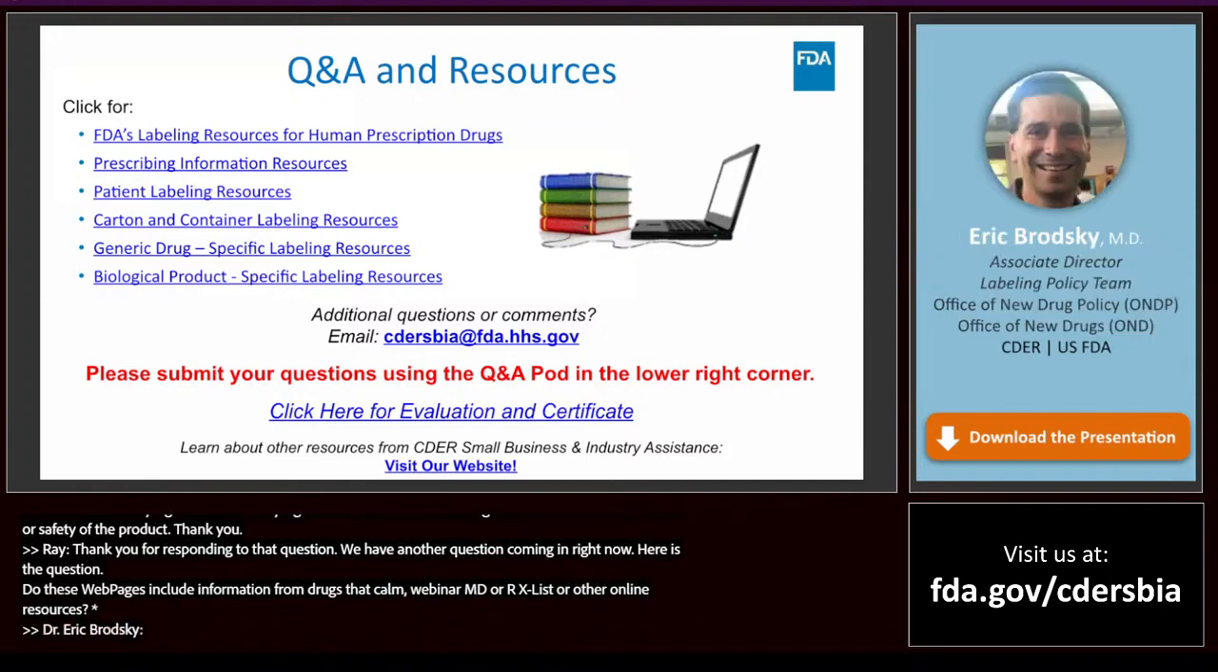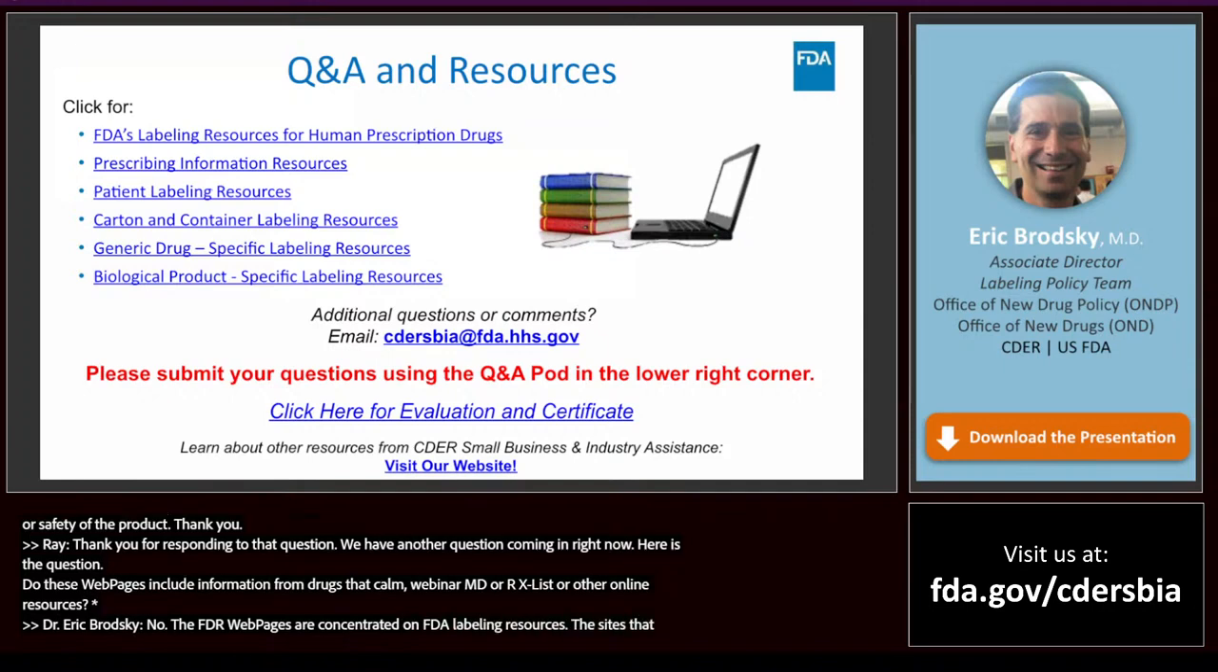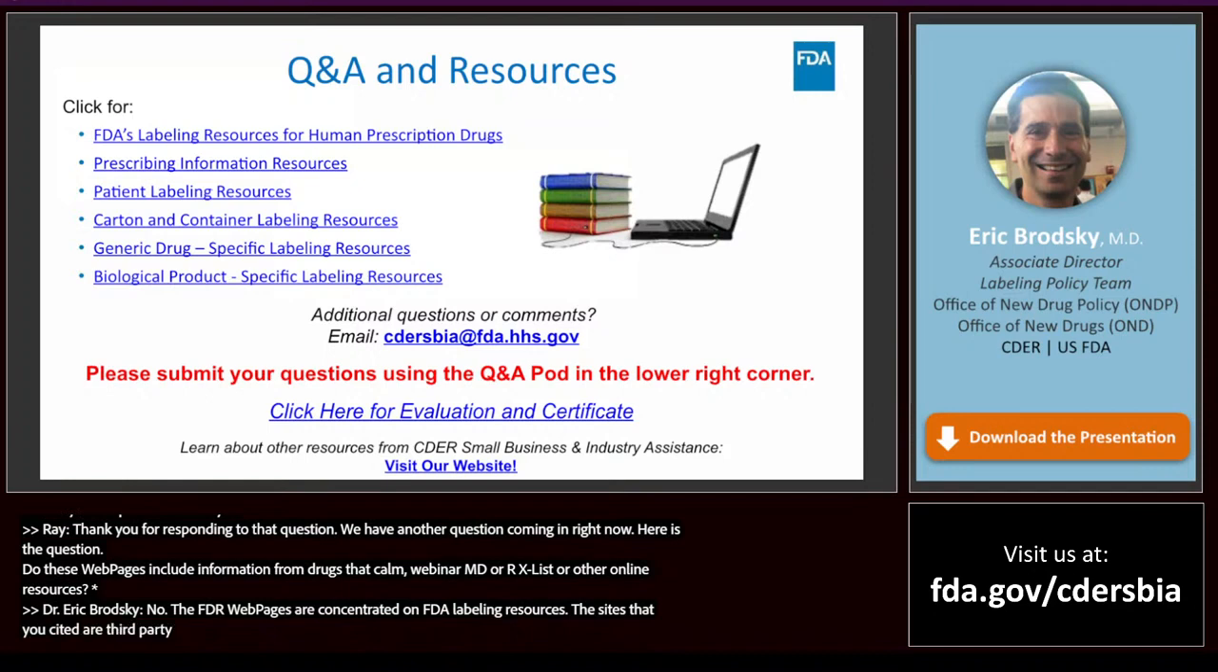No, our web pages concentrate on FDA labeling resources. The sites that you cited are third parties, not associated with the FDA.